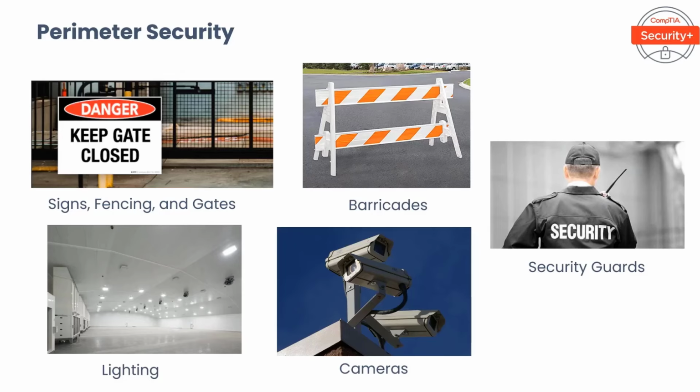In this section, we're going to describe physical security components used to protect the perimeter. So the first ones are signs, fencing, and gates. Some organizations are bound by regulations to warn employees and visitors about workplace hazards. One of the most common ways to accomplish this warning is to use what we call signs. Warning signs can be both informative and deterring.